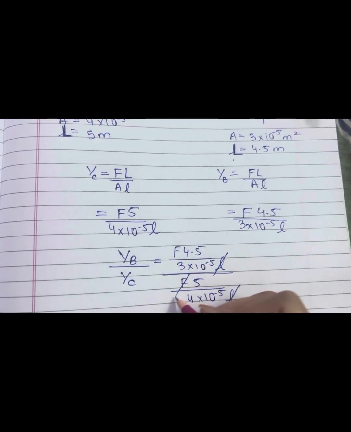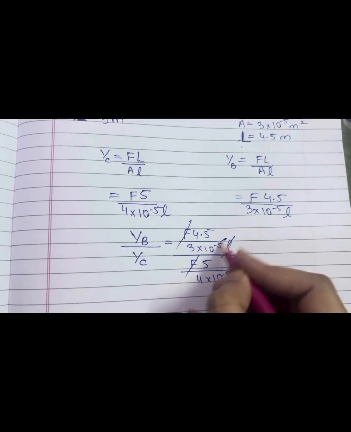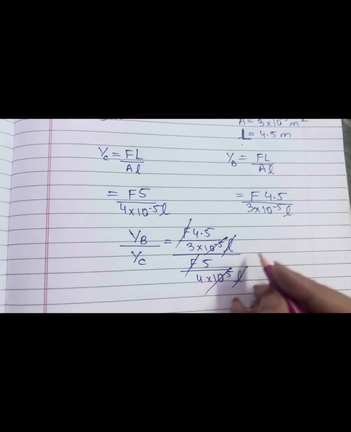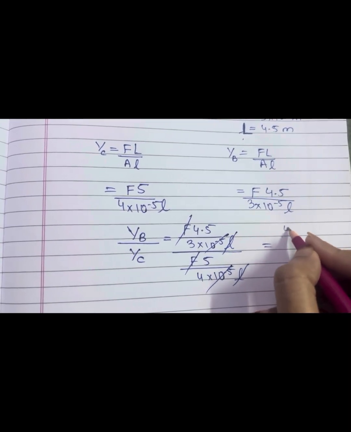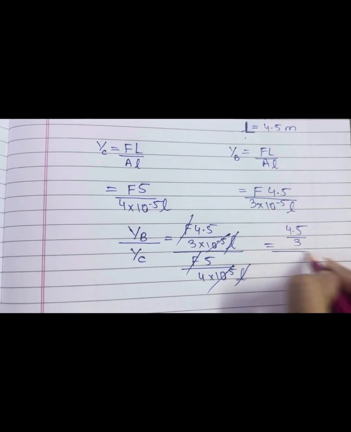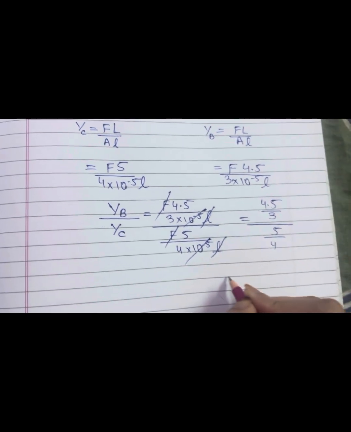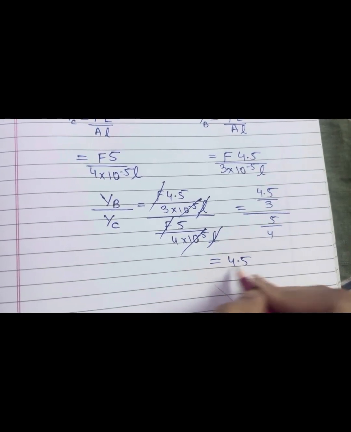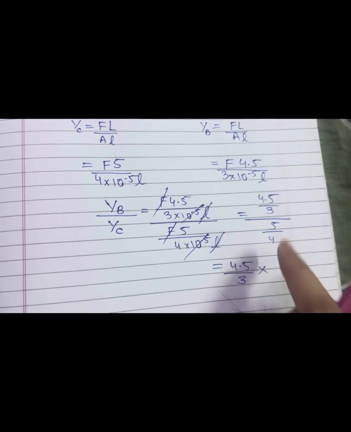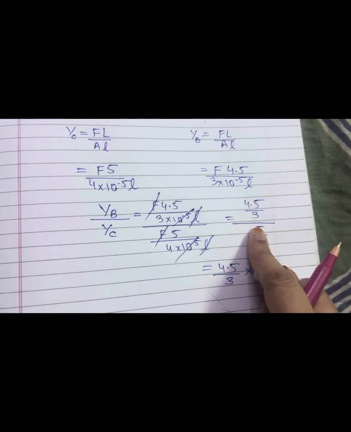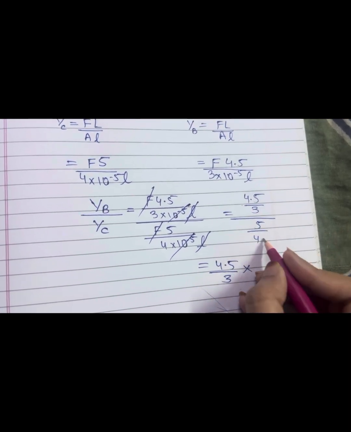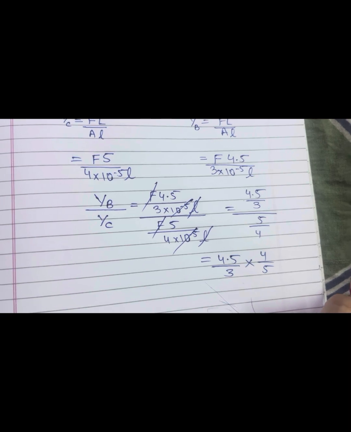l will get cancelled. F will get cancelled. 10 raised to minus 5, 10 raised to minus 5 will get cancelled. Now what is left? 4.5 upon 3 and 5 upon 4. So how will I write this? 4.5 into 3 upon 3 into, इसको जब न्यूमरेटर में लेके जाना है ना तो रेसिप्रोकल करना. 5 upon 4 की जगह लिखेंगे 4 upon 5.